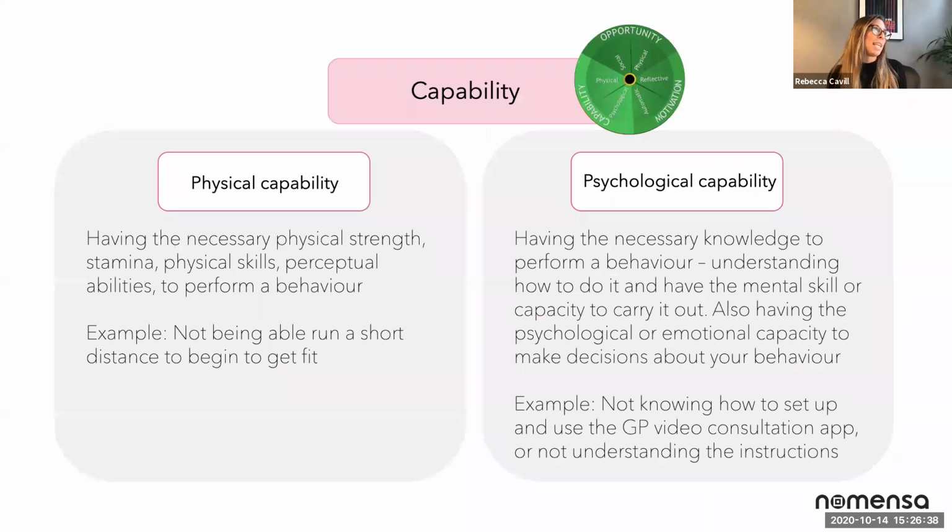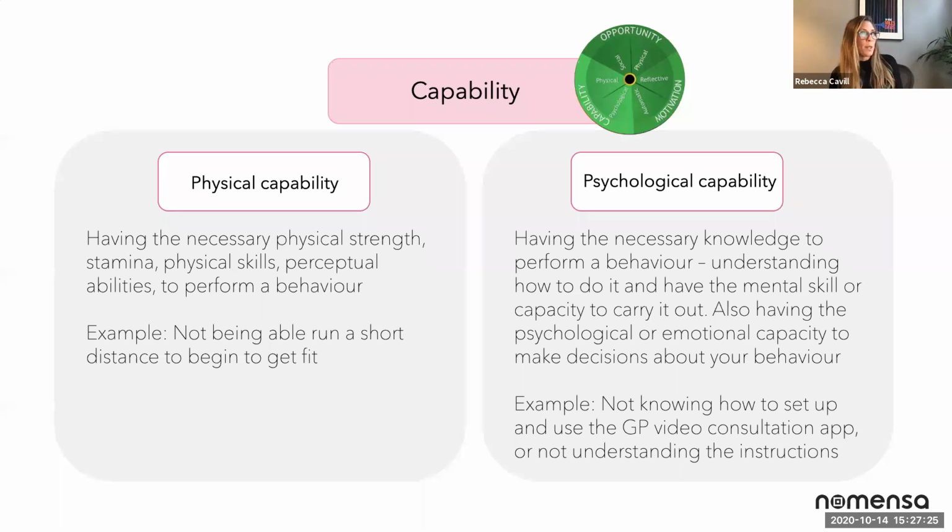So capability can be broken down into two subcomponents, and those are physical capability and psychological capability. Physical capability is about having the necessary physical strength and skills to perform a behaviour. For example, not being able to run a short distance to begin to get fit. Lots of apps might ask you to run 5K, and if you can't run 1 kilometre, which I might be guilty of, how on earth are you going to reach those goals? Something like Couch to 5K is a really nice intervention designed to overcome that problem.